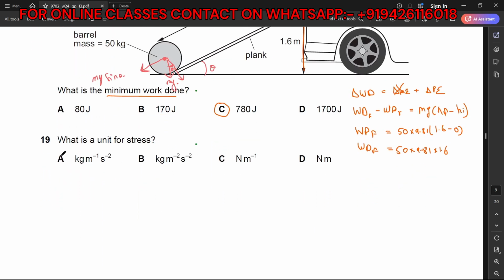Now for question 19, what is the unit for stress? We know that stress is equal to force by area. Now force is mg and area is a multiplication of two meters. So m is kg, g is acceleration, so meter per second square, and then area is meter square. So we are left with kg m minus 1 s minus 2, which is option A.